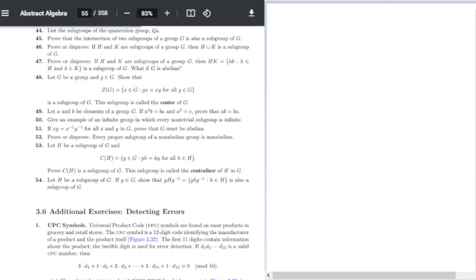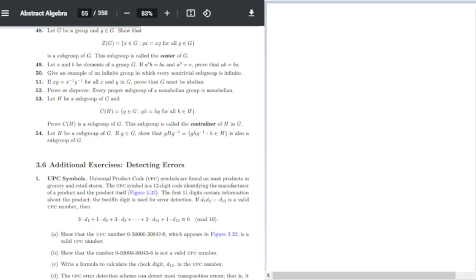Alright, sorry, a non-trivial subgroup is infinite. Well, that would just be the integers. Let a and b be elements of a group. If a to the fourth b equals ba and a cubed equals e, prove that ab equals ba. There's the general theorem for that, that G must be abelian. Disprove that every proper subgroup of a non-abelian group is non-abelian. Show that the centralizer is also a subgroup.